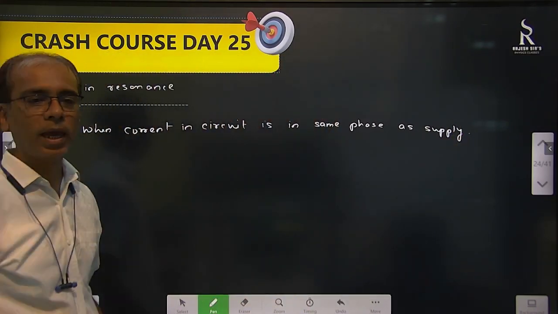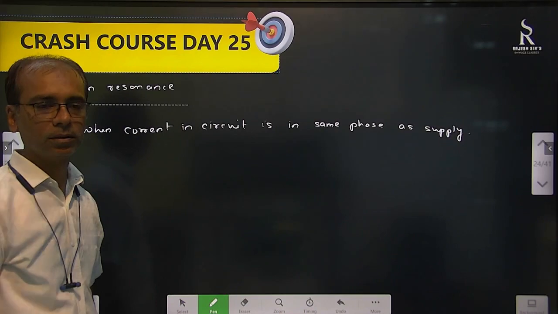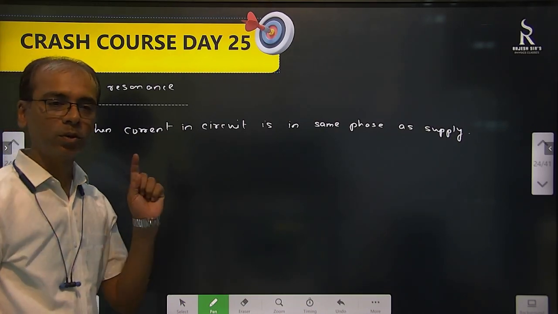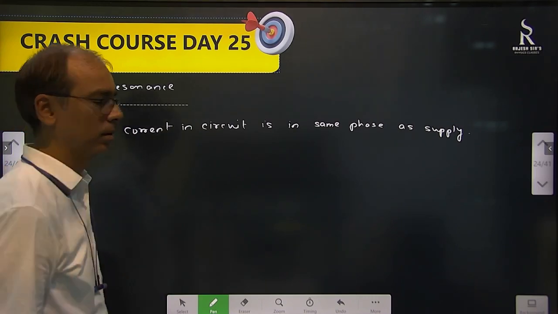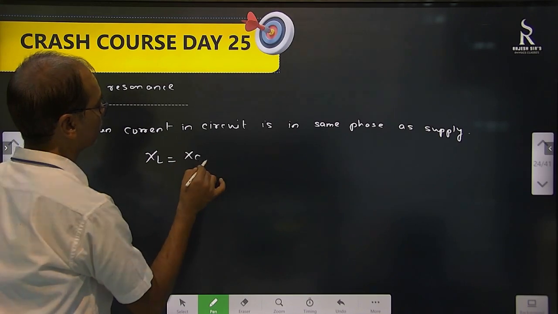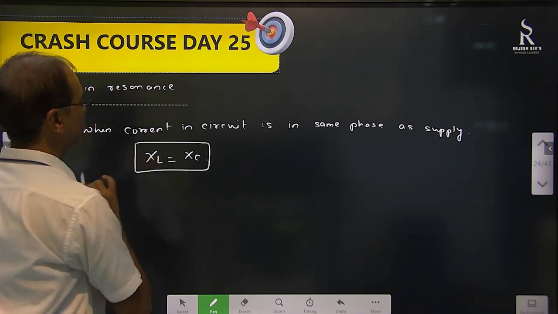Same phase means the angle, or phase difference, between the two is 0. When is it going to happen? When there is only resistance in the circuit. That means XL is equal to XC. This is the condition of resonance.